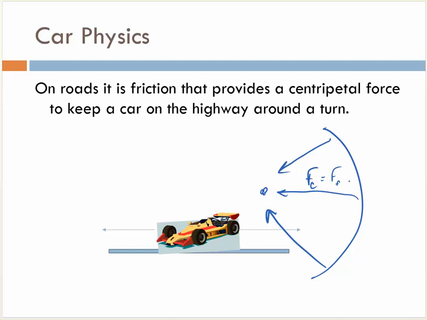So what we find out in our sum of forces equation, in this case the sum of centripetal forces, is equal to the force of friction. So we would say mv squared over r would be equal to mu n in this case.